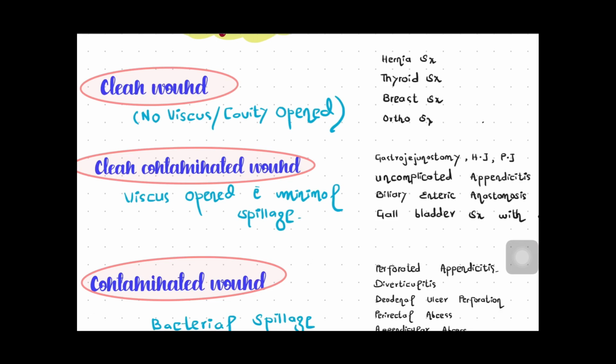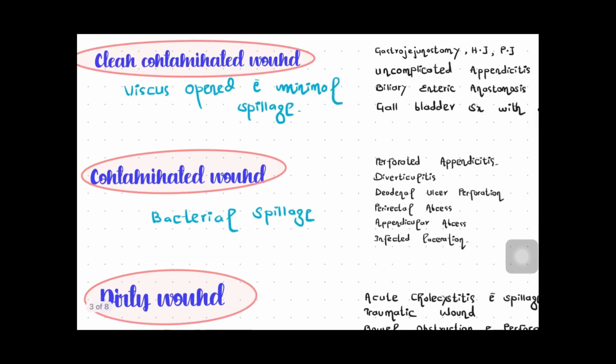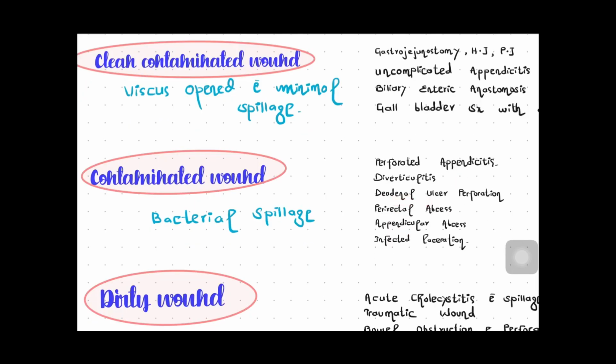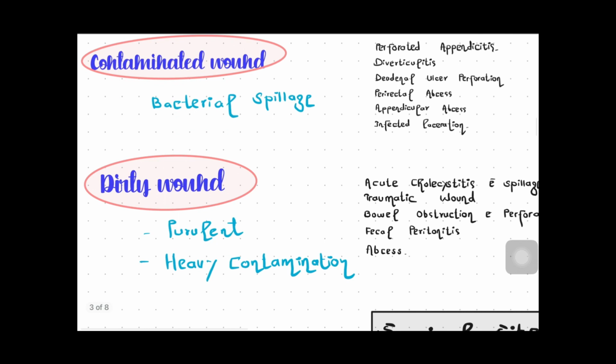Okay, the third wound is the contaminated wound. In contaminated wound, there is bacterial spillage. So the examples include perforated appendicitis, diverticulitis, duodenal ulcer perforation, perirectal abscess, appendicular abscess, and an infected laceration. Infected laceration is actually a contaminated wound in which there is bacterial spillage.